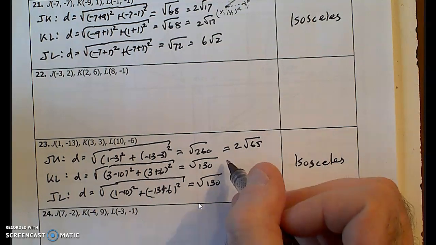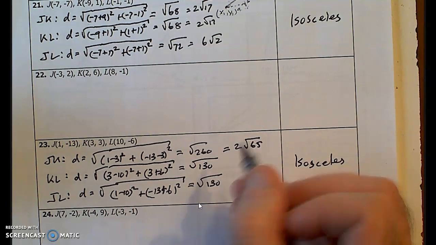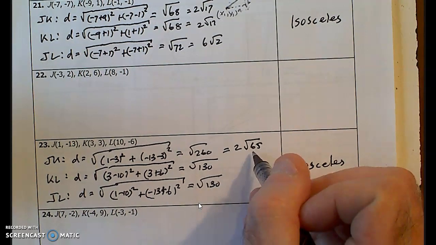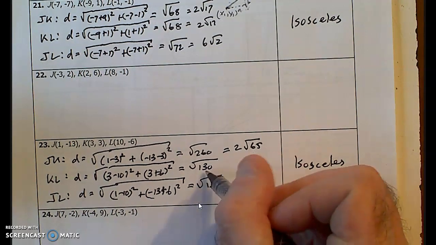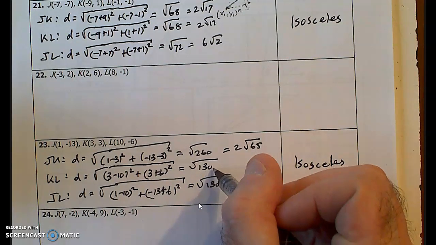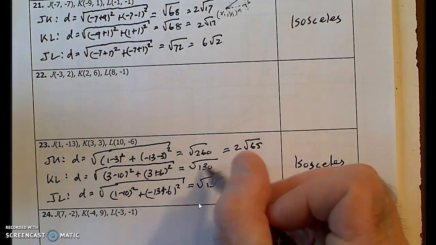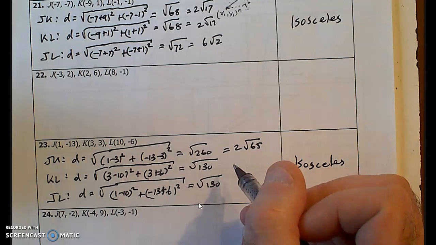Okay? And this one is 65. Did I do that right? Yeah, that looks right. And so this is 2 times 65, which is 2 times 5 times 13. None of them repeat, so we have to leave it.